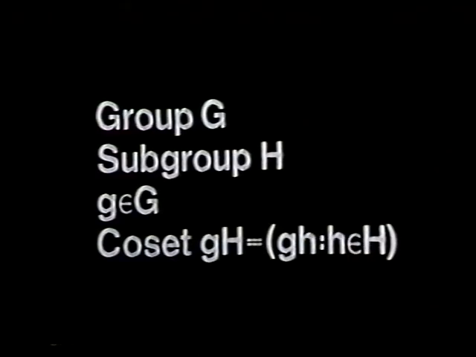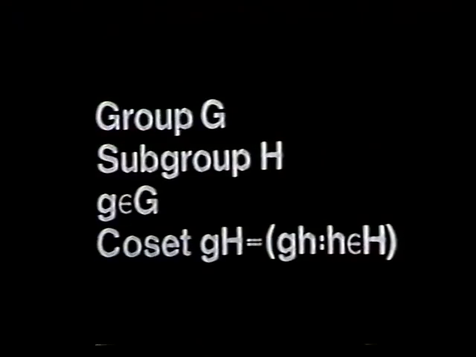Lagrange's theorem hinges on the idea of cosets. What is a coset? If we've got a group G and a subgroup H, then to form a coset, we choose some element little g of the group. Its coset, which we denote by gH, is the set of all elements of the form little g times little h, where little g is the chosen element and little h is any element of the subgroup.